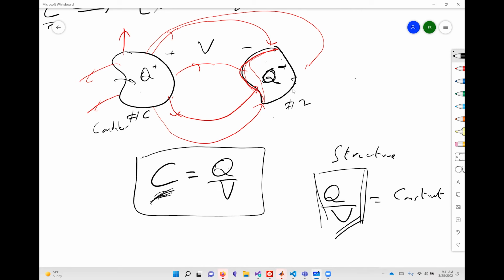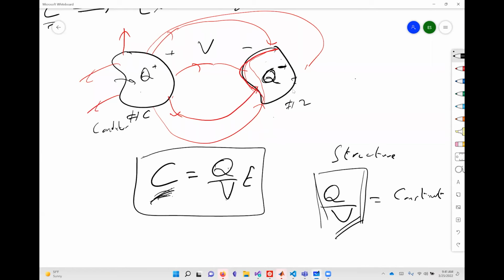If Q over V for the structure changed depending on Q and V, if it varied, this would not be very useful, right? It doesn't tell you anything. It just tells you, hey, this ratio depends on Q and V. But because this ratio turns out to be constant and only dependent on the structure, C will only change if you change the structure. So it has information to tell you about the structure.